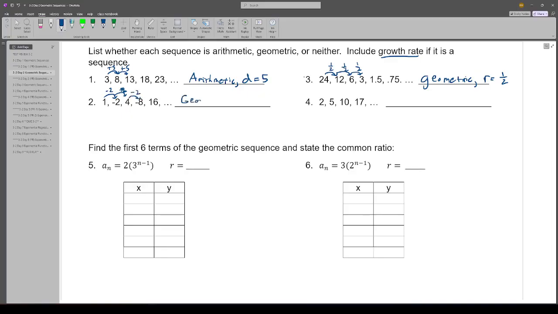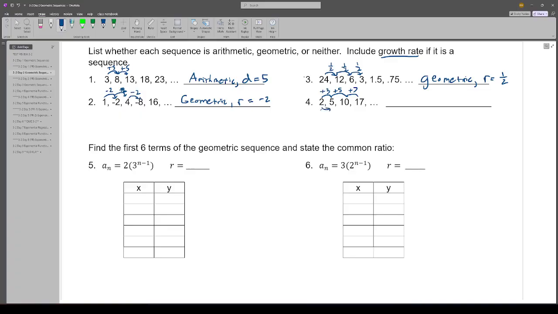So this one is geometric, and it has a common ratio of -2. And then this last one is plus 3, plus 5, plus 7. So that's definitely a sequence because it's a predictable pattern, but it's neither arithmetic nor geometric because it's adding a different number every time, and it's not multiplying by the same number every time either.